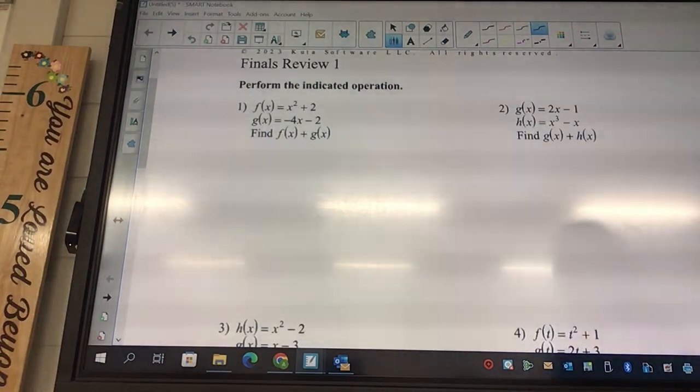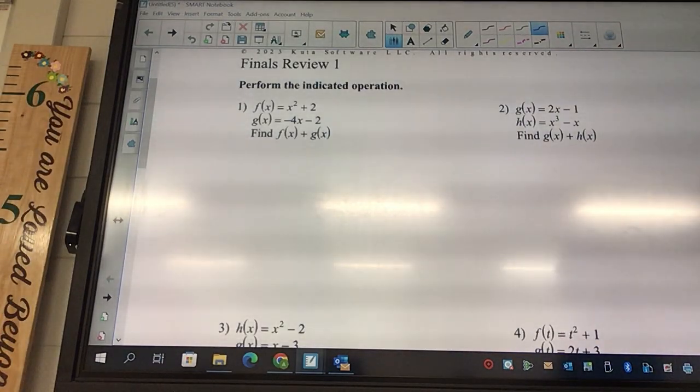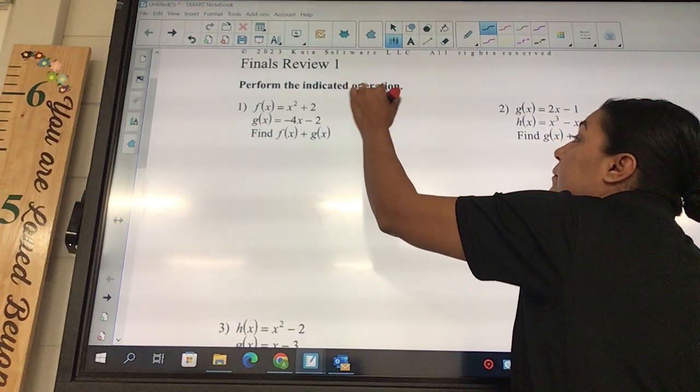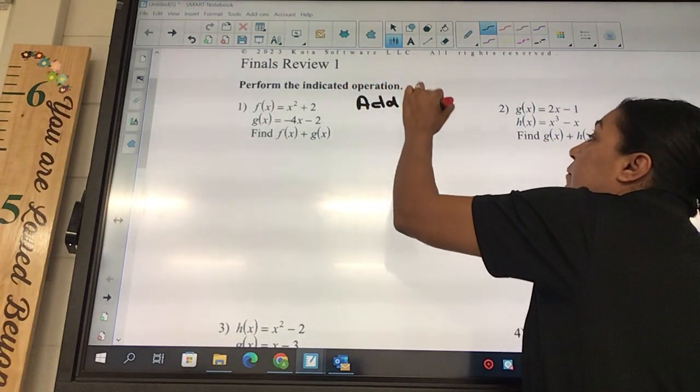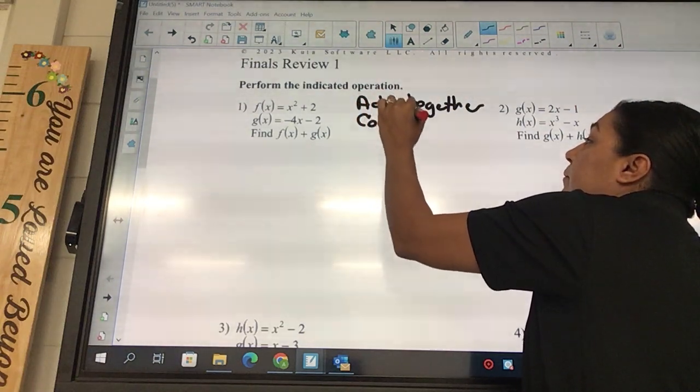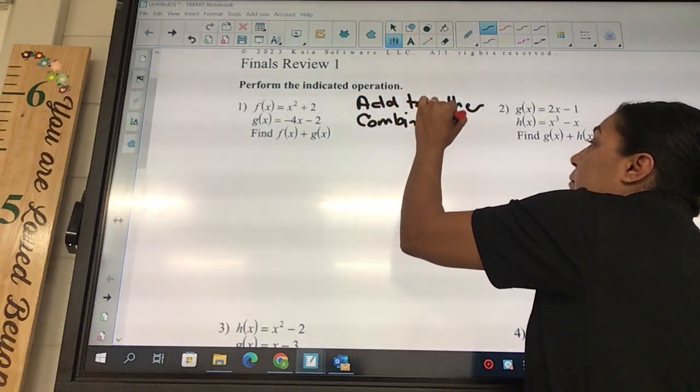So if we look at this, this says f of x times g of x. You're just going to add these two together, and then combine like terms.